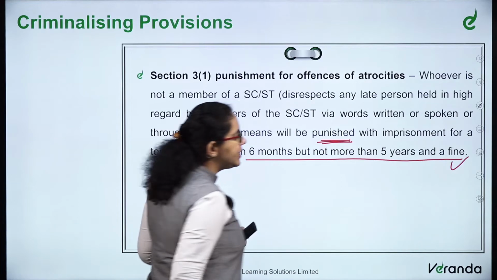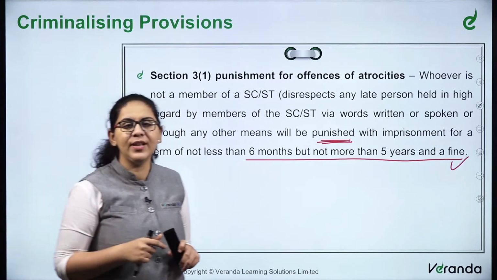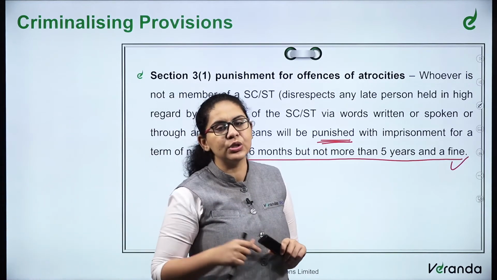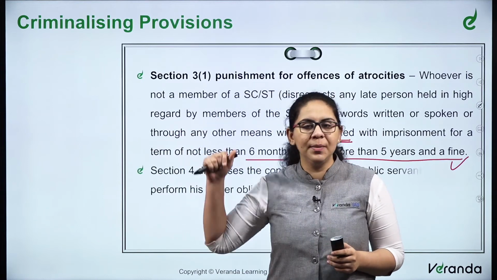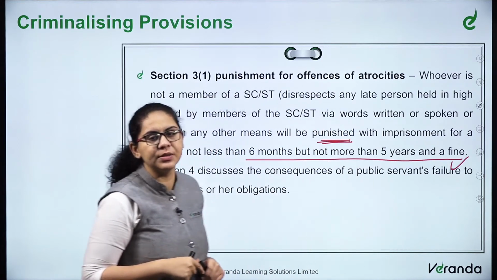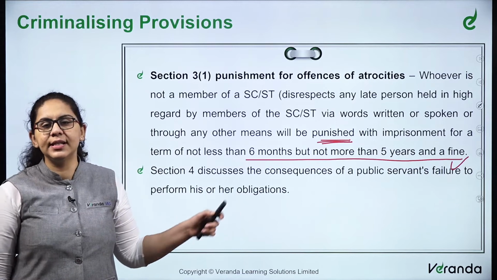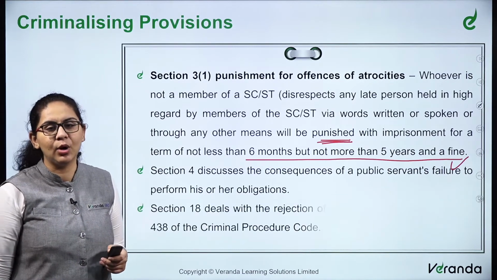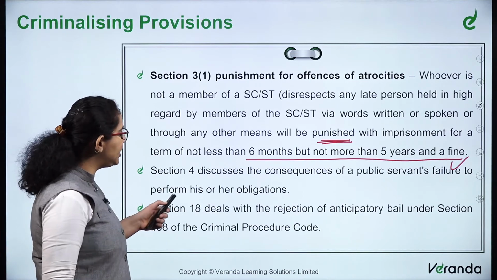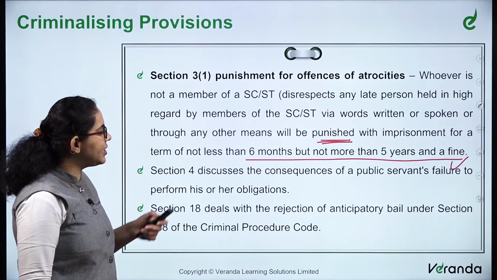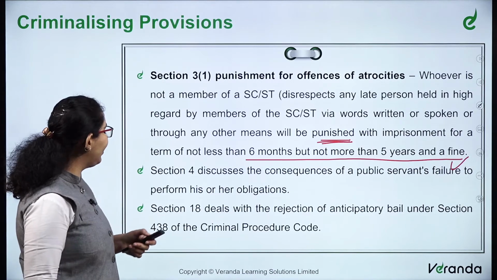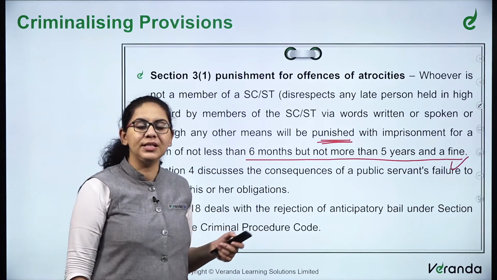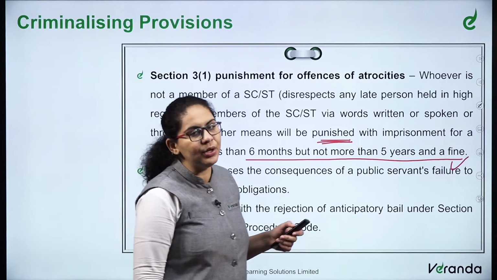So what does it say? It says disrespect to the people of the SC/ST community is also an offence. People will be imprisoned for this. Section 4 discusses the consequences of a public servant's failure to perform his or her obligations. Section 18 deals with the rejection of anticipatory bail under Section 438 of the CRPC, Criminal Procedure Code.